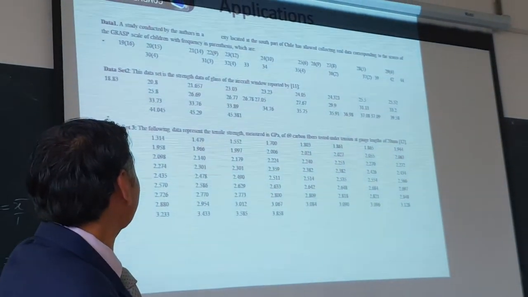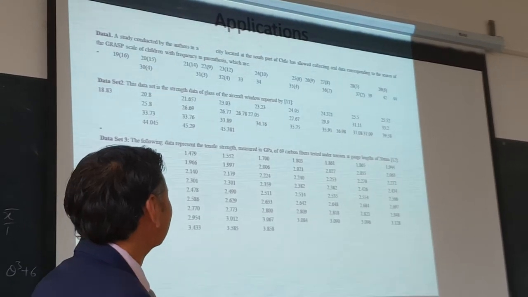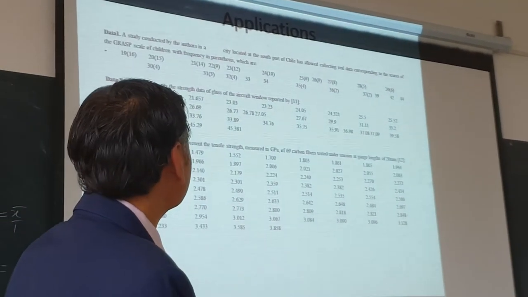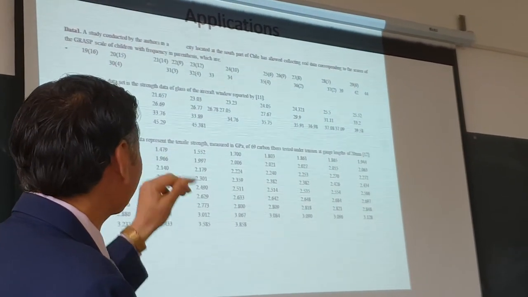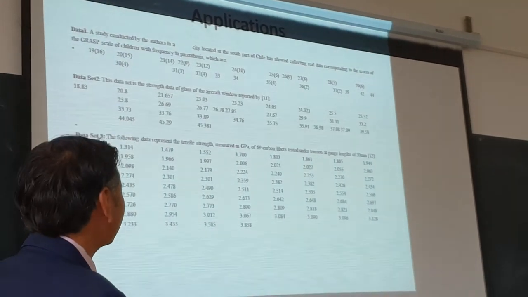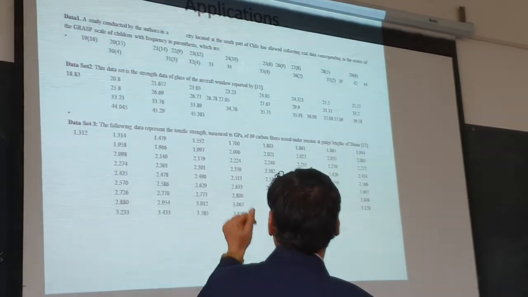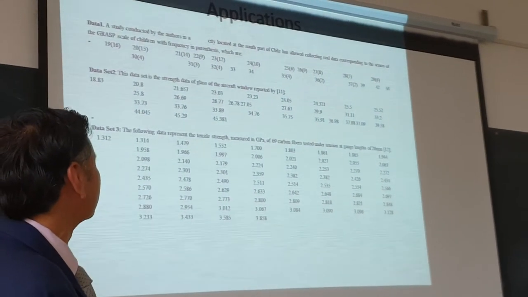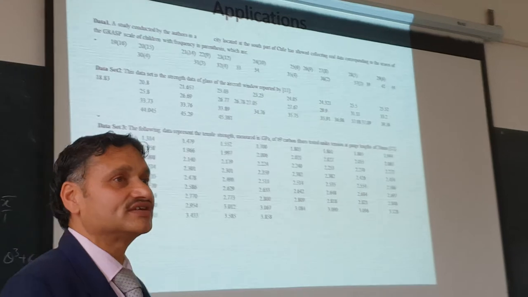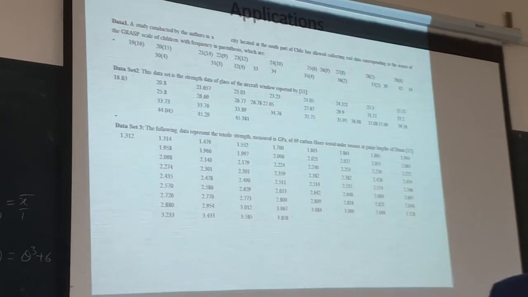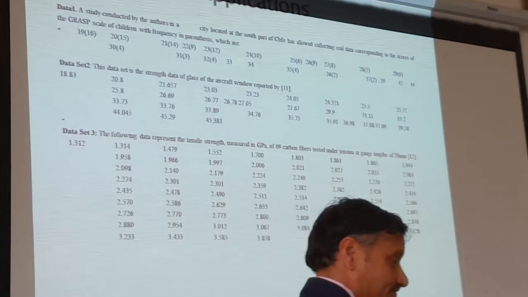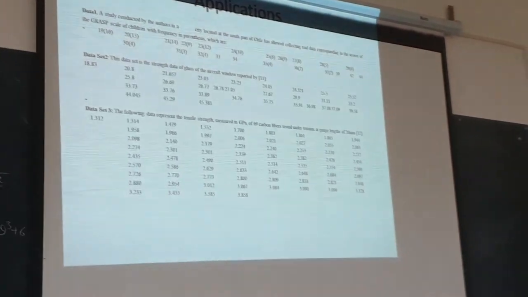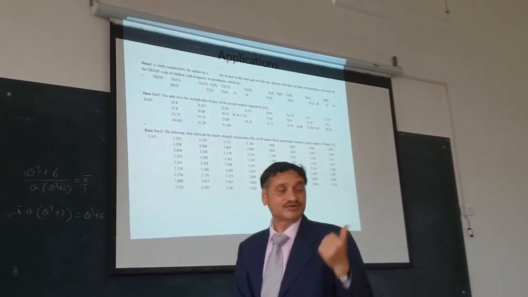The first data set is related to a city located in the south part of Syria. The real data corresponds to the scope of the graphs, with the frequency given in parentheses, meaning how many times each value occurs. The second data set is the strength data of glass, the near top window, which is engineering data. The first one is biological data.